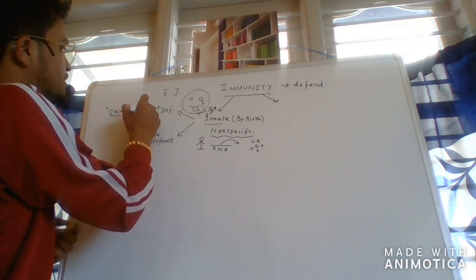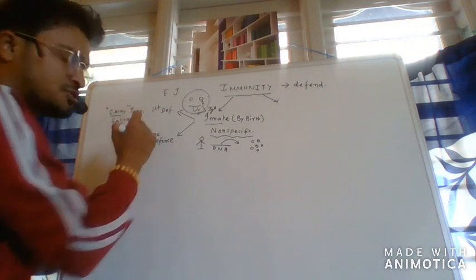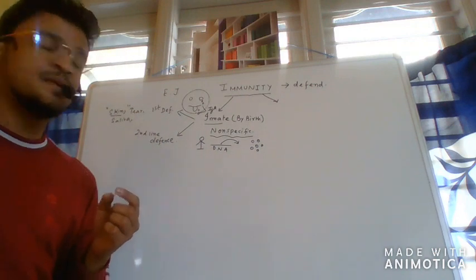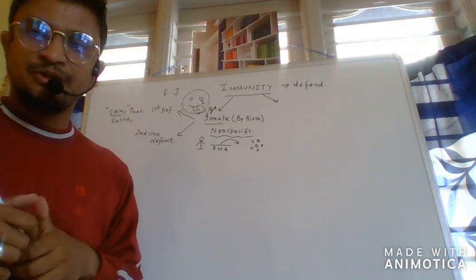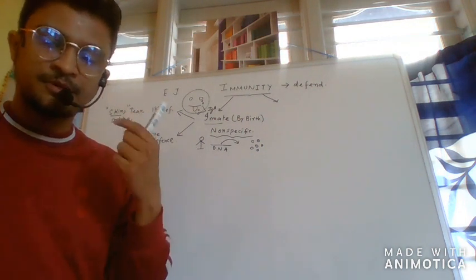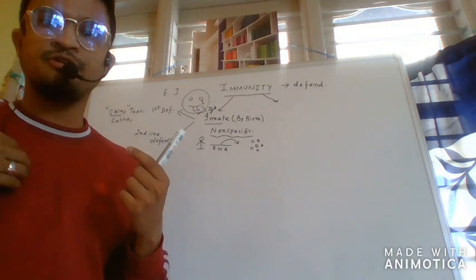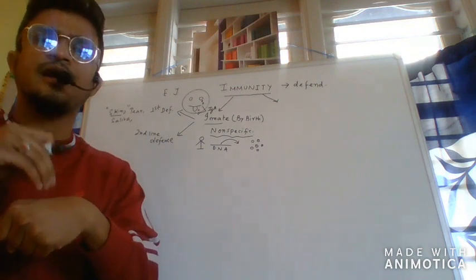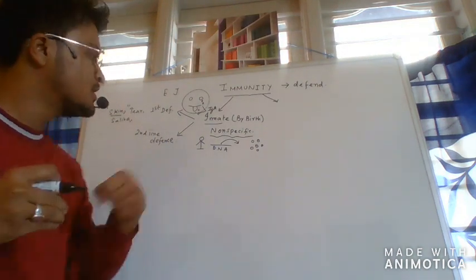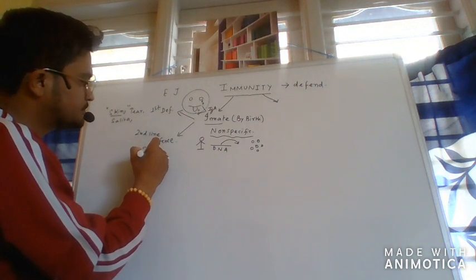So your tear, saliva, then your stomach secretes hydrochloric acid. Mostly this first line defense comes under the external. Like your cerumen: sometimes you clean your ear and the black cerumen comes. That is a kind of protector, a first line defense that will simply absorb those microorganisms. Next part is the second line of defense. Mostly these are internal.